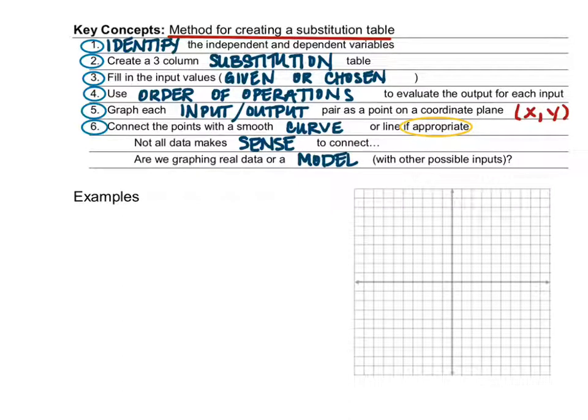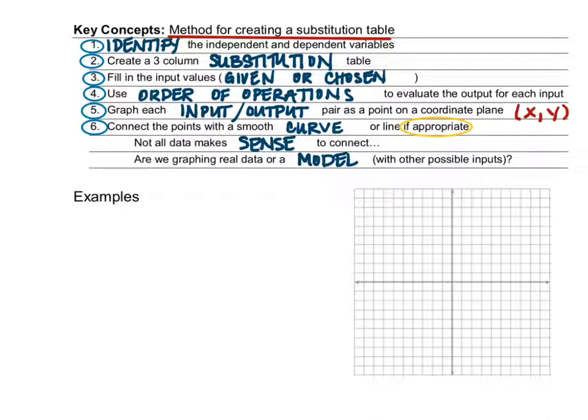These are some items to check in. Is this real data and does it make sense to connect? Or are we just making a model, being able to estimate certain items? Is it possible to have increments or in between the data that we already have? And now we're going to take a look at our first example with the substitution table.